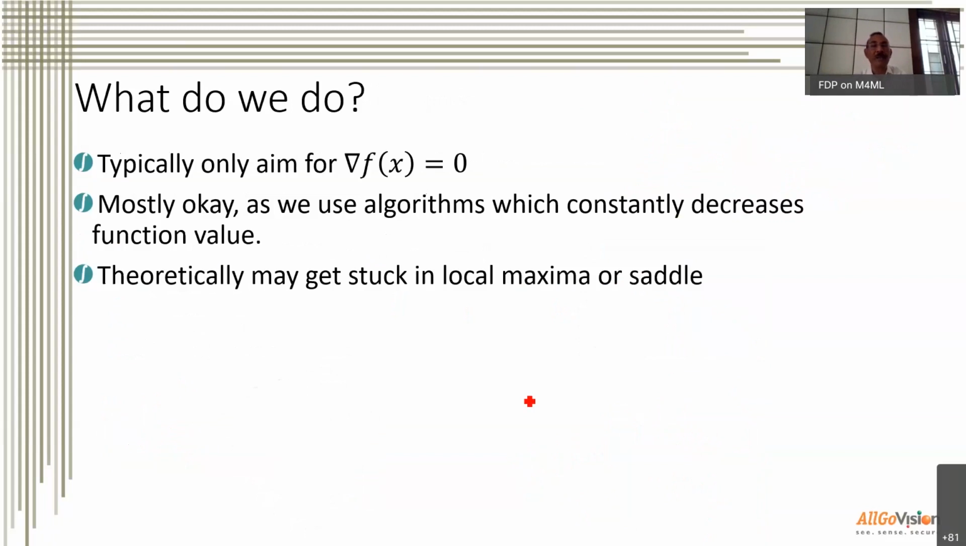So what do we do? That del f x will be 0 is not a guarantee for local minima. However, most optimization algorithms attempt to solve only this problem, trying to find a point where del f x is 0. And it's mostly okay because we generally use algorithms which constantly decrease the function value. So mostly you end up in a local minimum, but there is no theoretical guarantee. It may still get stuck in a local maximum or a saddle. How can that happen? Let's see that with a very simple example.